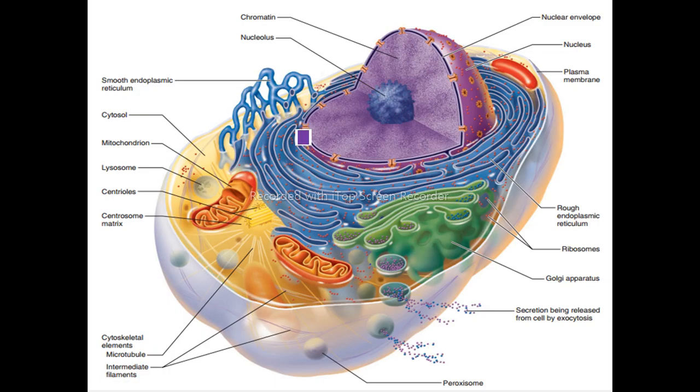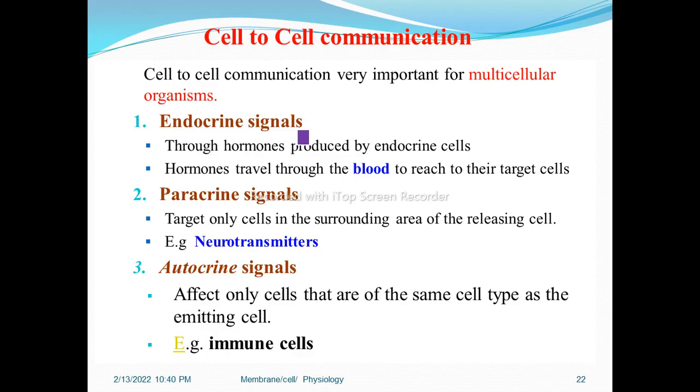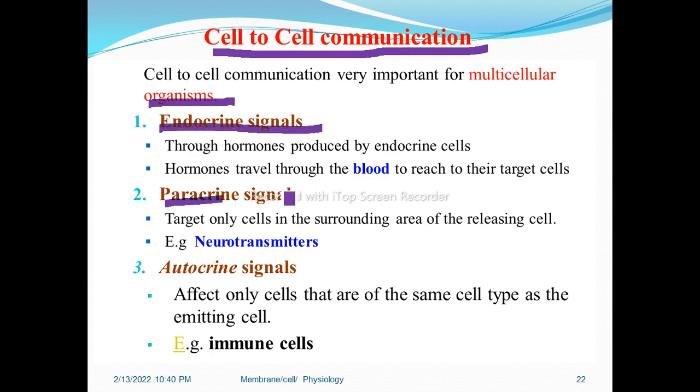Now we have completed cell organelles. Next we will see cell-to-cell communication, how one cell communicates with other cells. Cell-to-cell communication is very important for multicellular organisms. The communication is through endocrine signals, paracrine signals, and autocrine signals.